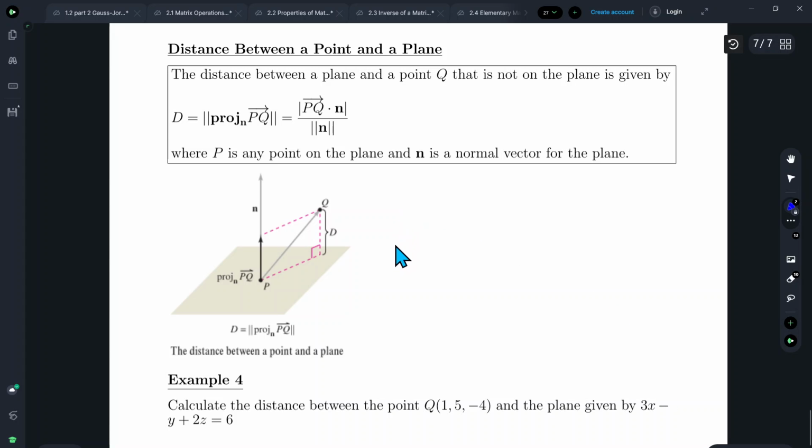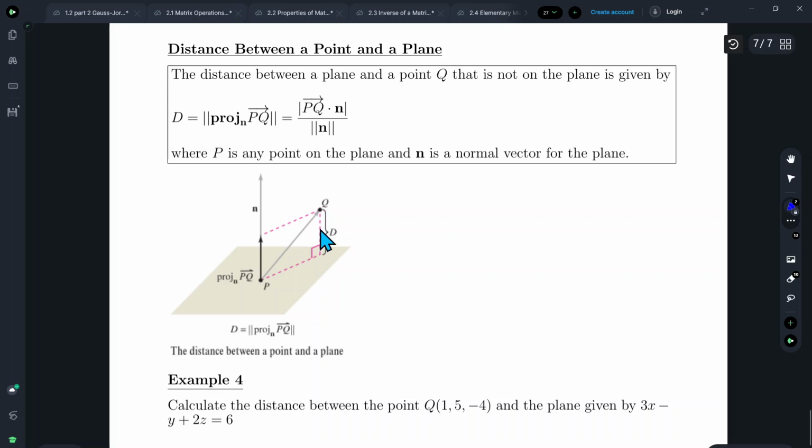In this example, we're going to take a look at how to calculate the distance between a point and a plane. Okay, so let's first take a look at this diagram here to get an idea of how the calculation goes. The shaded beige region here represents the plane. And we have some point Q that's away from the plane. And we're trying to calculate this vertical distance d from Q to the plane.